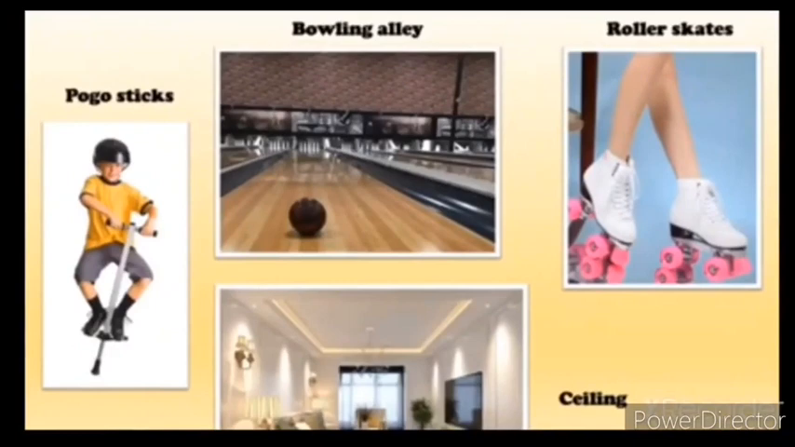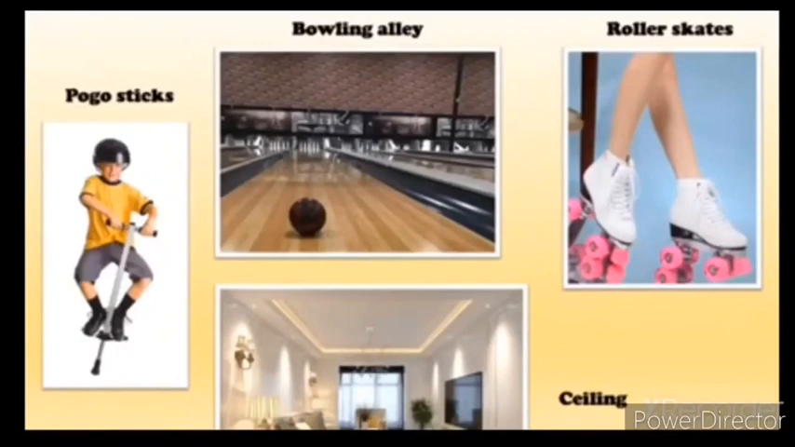Students, look at the picture. There are some words with pictures. Pogo sticks. Look at the first picture. Pogo sticks means sticks on which one bounces up and down. So by supplying their guest with pogo sticks. Then bowling alley. Their living room is a bowling alley.